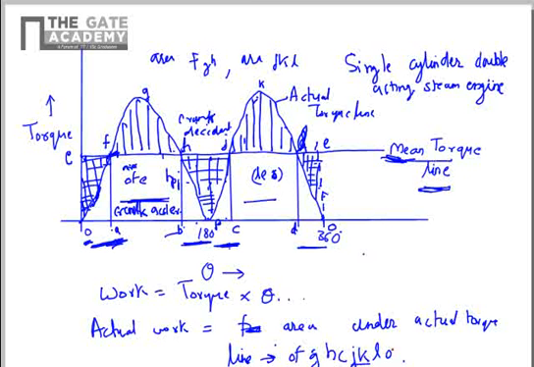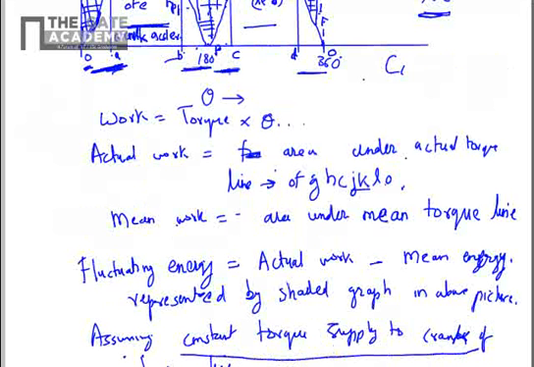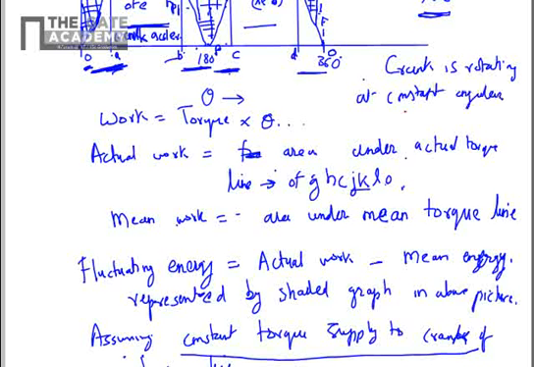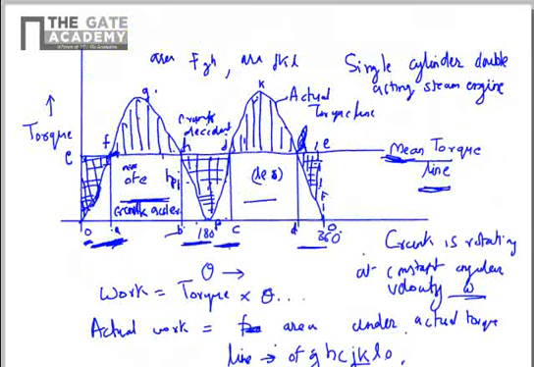So remember that the crank is rotating at constant angular velocity. It is supposed to rotate at constant angular velocity omega, but due to the surplus torque or the deficit torque, it will keep on fluctuating.